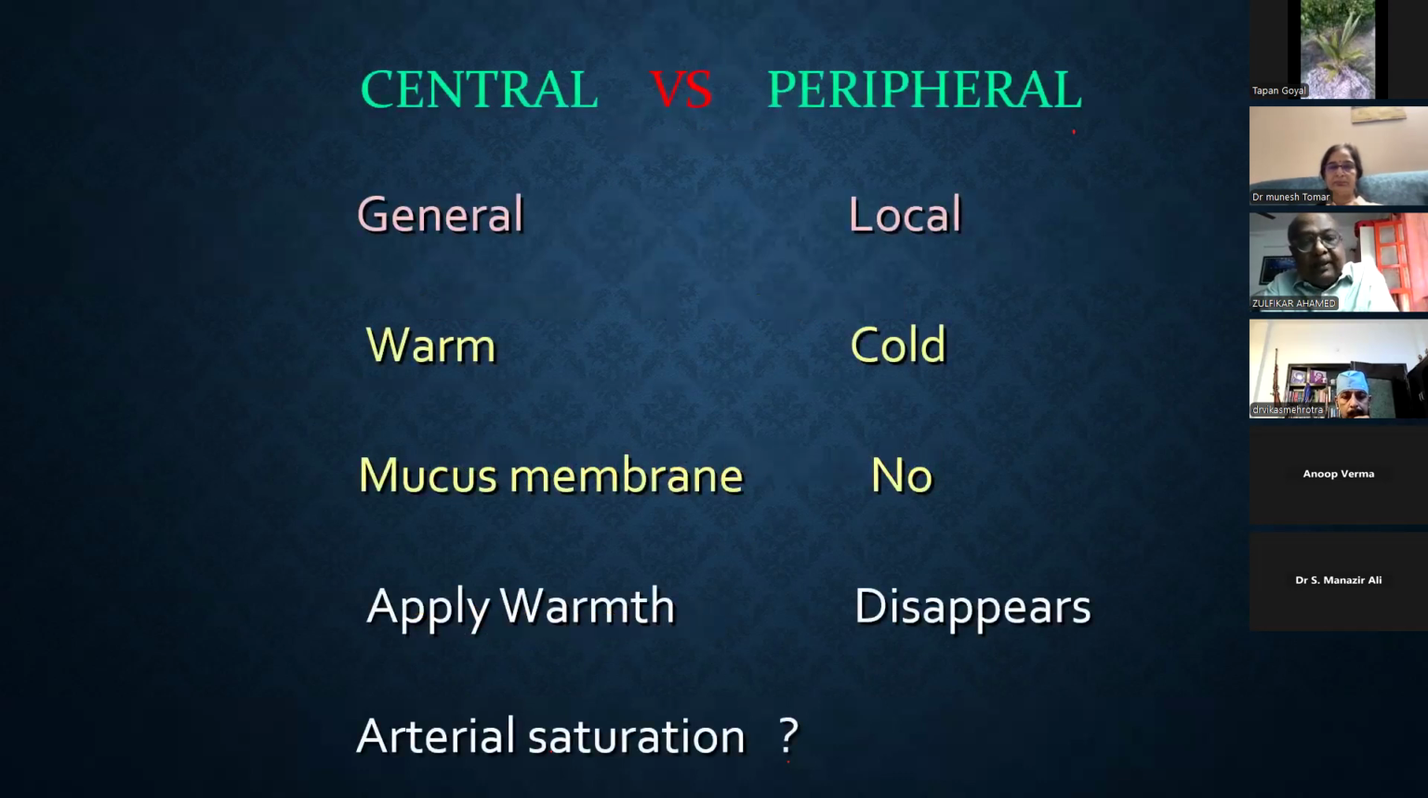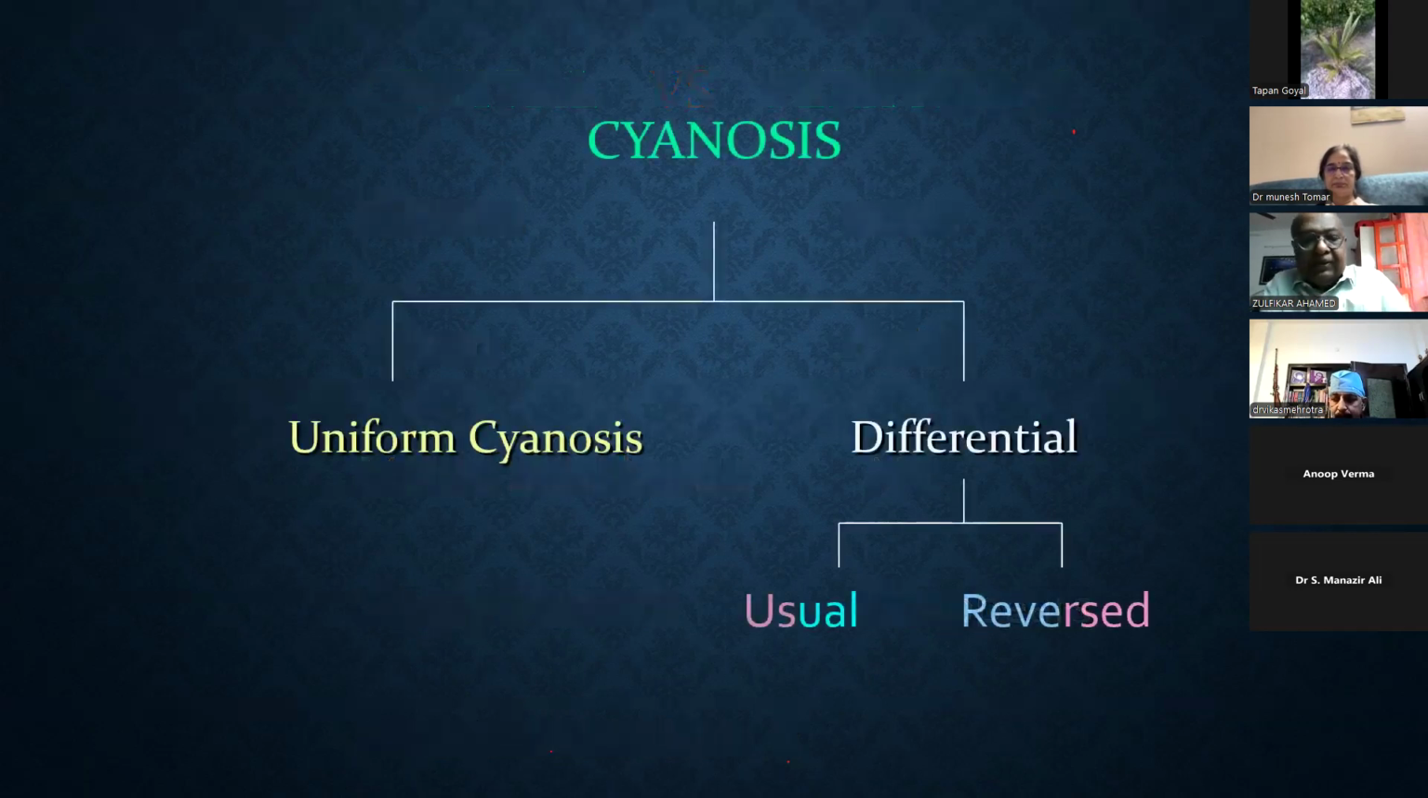And postgraduates are sometimes asked to differentiate between a central cyanosis and a peripheral cyanosis. The answer is that cyanosis is local in peripheral, naturally. It is basically found in the cold extremities, does not touch the mucous membrane. And if you apply warmth to the area, the cyanosis disappears. And of course, the gold standard, you take an arterial saturation, it will be more than 95% in what we call a peripheral cyanosis.